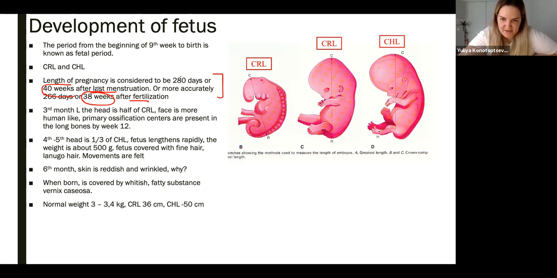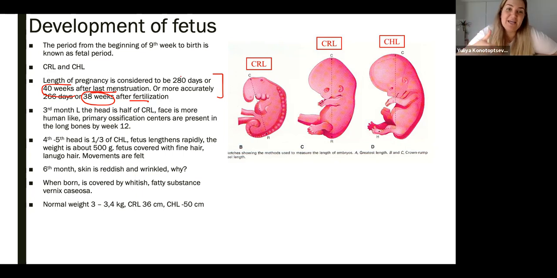Why 2 weeks exactly? Student: Because we're waiting for the progesterone levels to go down or something like that? No? It takes 2 weeks for ovulation. Ovulation, very good. Ovulation happens on day 14. So that's the 2 weeks difference.